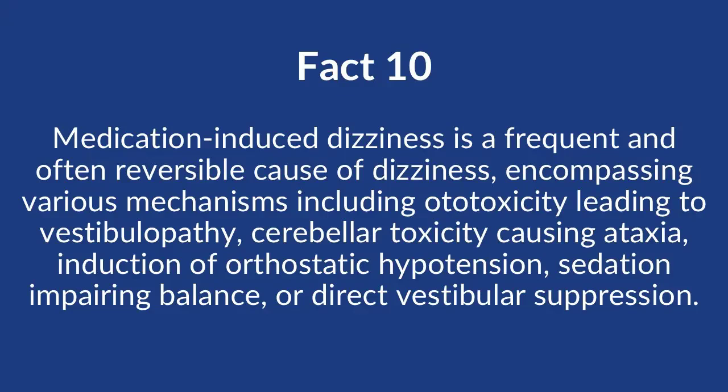Aminoglycoside antibiotics such as gentamicin can cause irreversible bilateral vestibulotoxicity, leading to oscillopsia and severe imbalance. Other common culprits include antihypertensives, which cause orthostatic hypotension, anticonvulsants like phenytoin, which cause cerebellar ataxia, and sedatives like benzodiazepines, which impair balance. Alcohol is another common neurotoxin that can cause both acute vertigo and chronic cerebellar degeneration. In many cases, symptoms can be resolved or significantly improved by discontinuing or reducing the dose of the offending medication. This highlights the importance of identifying iatrogenic causes.